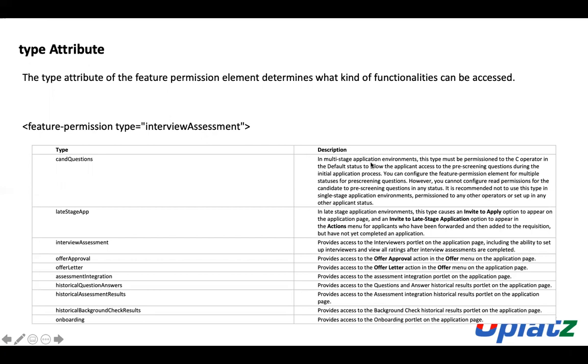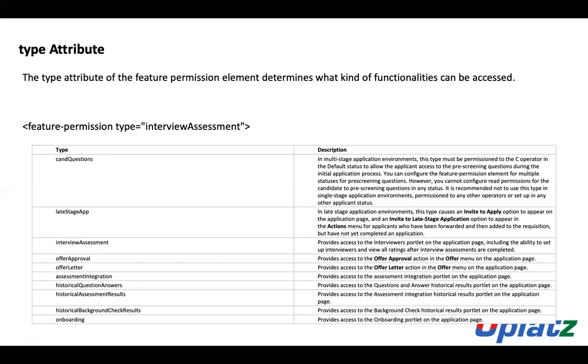I'm not sure whether you can read the description, so I just wanted to provide a quick summary. Candidate questions: in case of a multi-stage application, where the candidate goes through multiple stages, the permission must be provided to the C operator. You might have gone through the operator levels; there are different levels of operators. C refers to the candidate operator. In the default status, it allows the application status access to pre-screening questions.